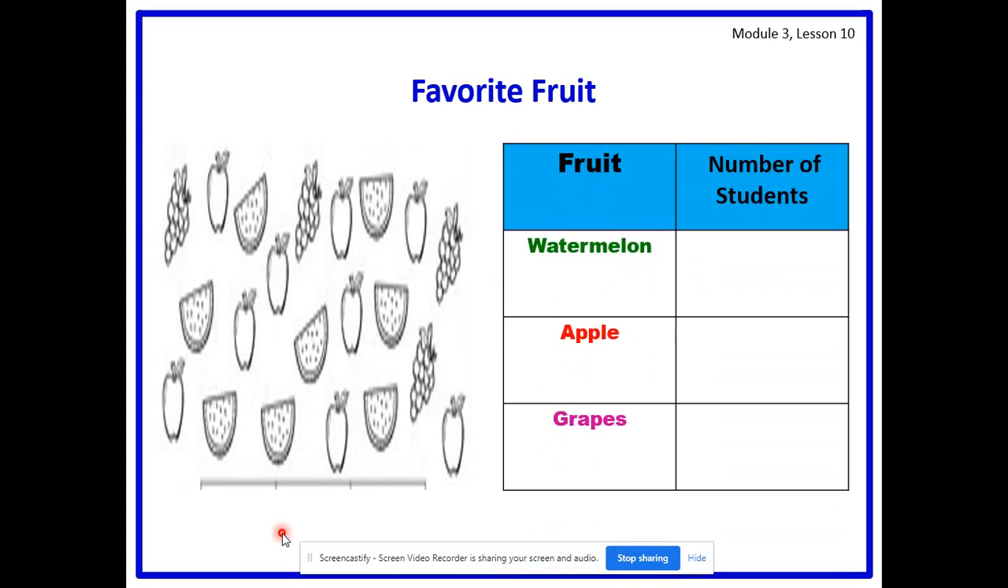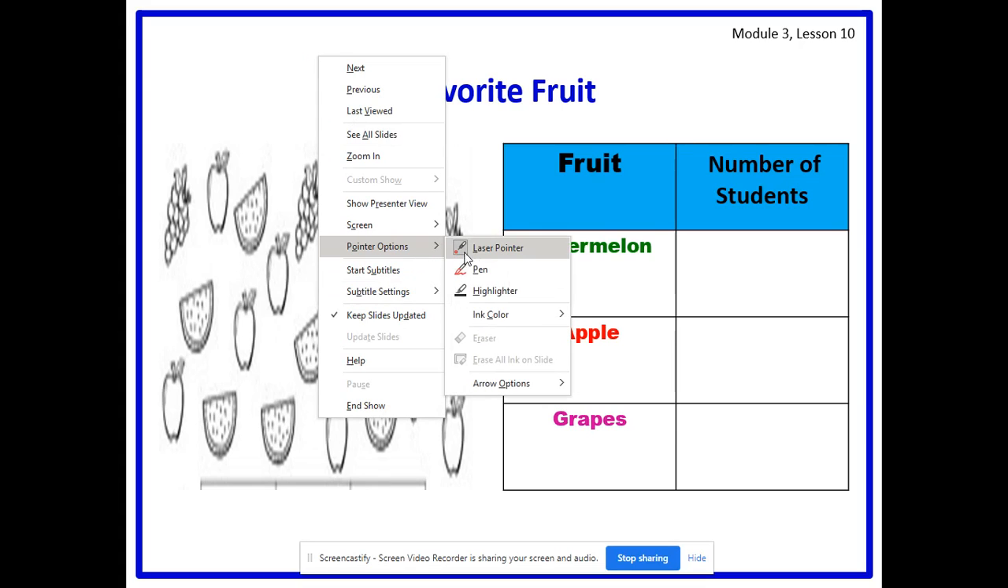So, here's a table. I thought about an idea. Here's a table where we can organize our information. It's called a graph. And I put the fruit, the choices that I gave, which were watermelon, apple, and grapes. And on this side, we're going to put the number of students that like them. So we are going to use tally marks to represent each fruit, so that we can count our data or our information more efficiently, or faster. So ready? This is what we're going to do first.